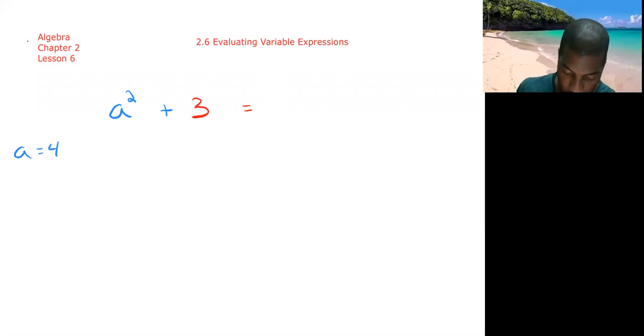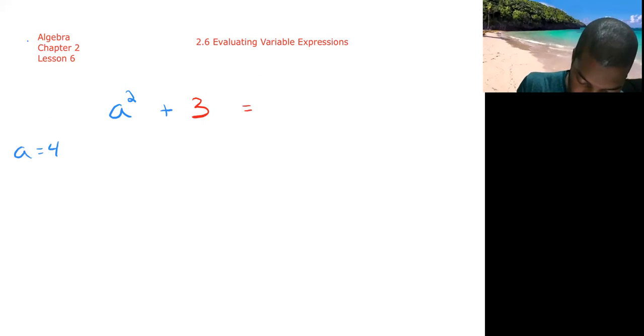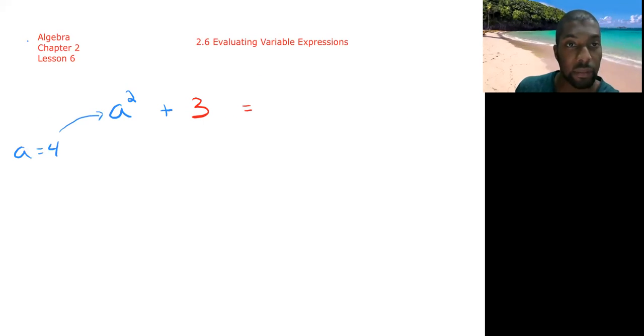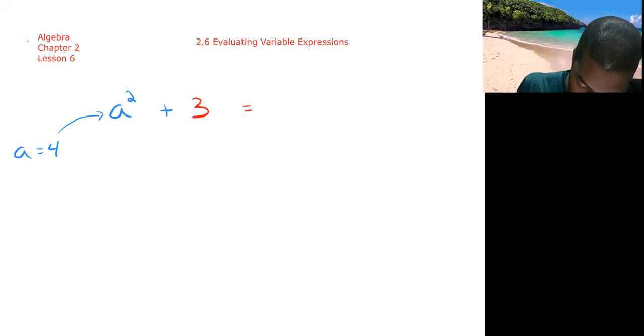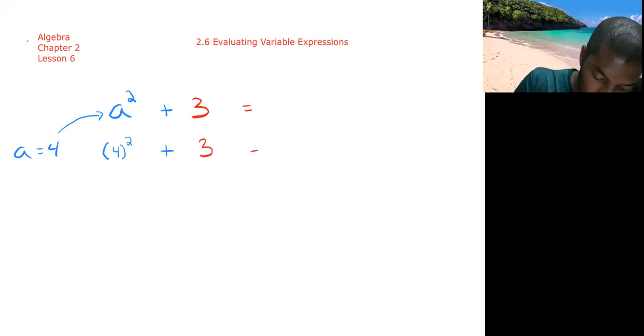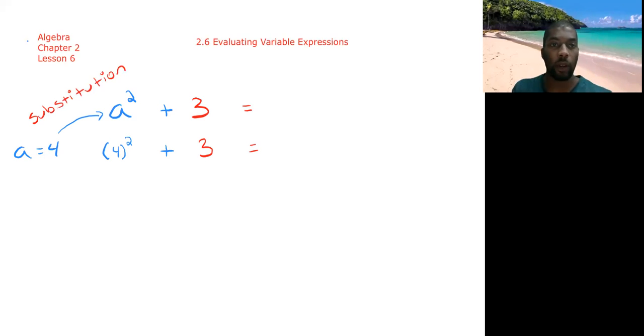Well, it's a very simple thing. All you need to do is replace this a with the value of 4. So instead of a squared, I'm going to have 4 squared plus 3. And that was a system called substitution. Say that with me now. Substitution.